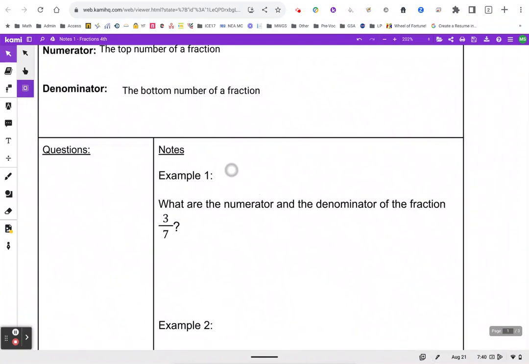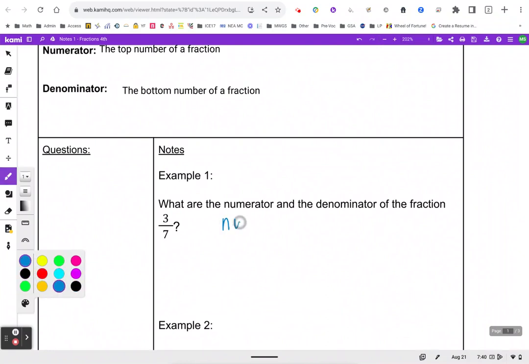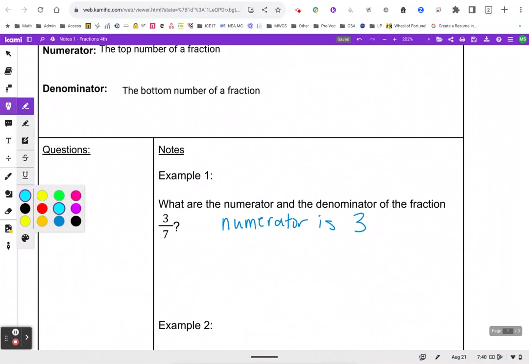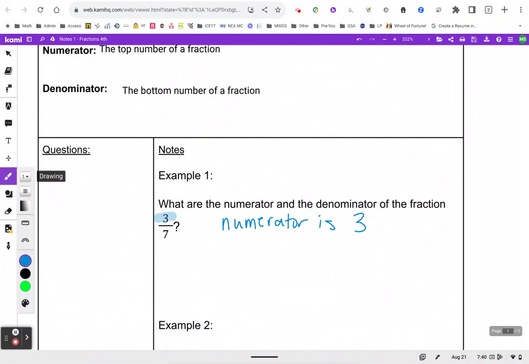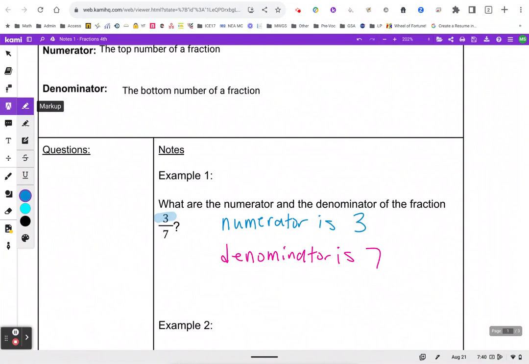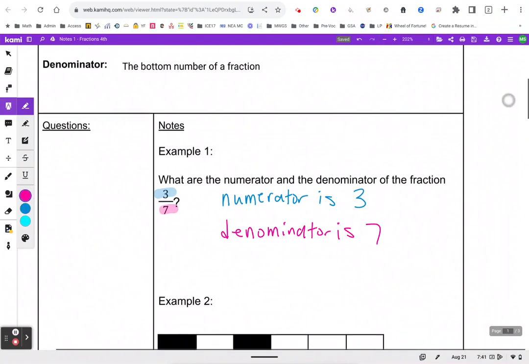All right, so the question for this first one is, what is the numerator? I'm going to write the numerator is 3. I'm going to highlight that as well. And then the next question is, what is the denominator? The denominator is 7. If we look at the definition from up above, it's the bottom number. All right, so far so good.